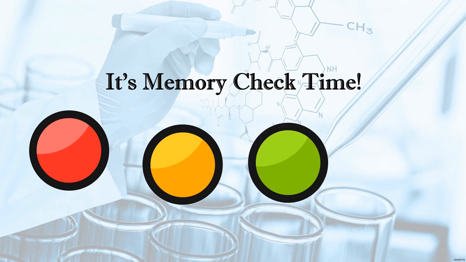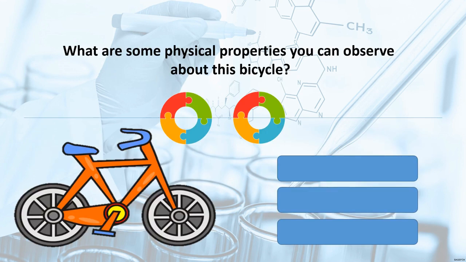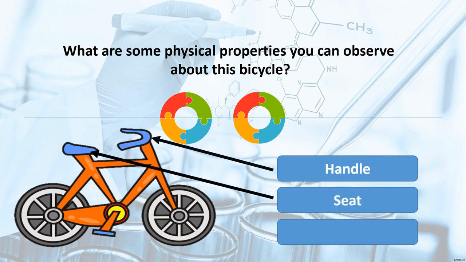It's memory check time. Good luck on answering your questions. What are some physical properties you can observe about this bicycle? Let's take a good look. You may begin. The handle, that is correct. The seat, that is also correct. The pedals, that is correct. Good job, students.